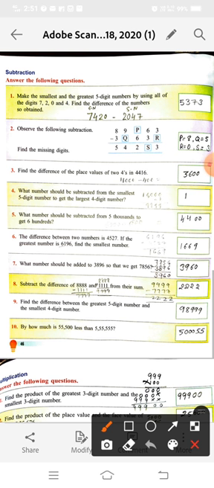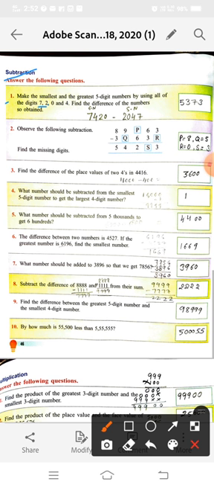So first question is subtract. Answer the following questions. Now all the questions we will do inside this are based on subtractions. Now the first question is: make the smallest and the greatest 5 digit numbers by using all the digits 7, 2, 0 and 4. Means we have to make a smaller number and also a bigger number by using the 7, 2, 0 and 4.